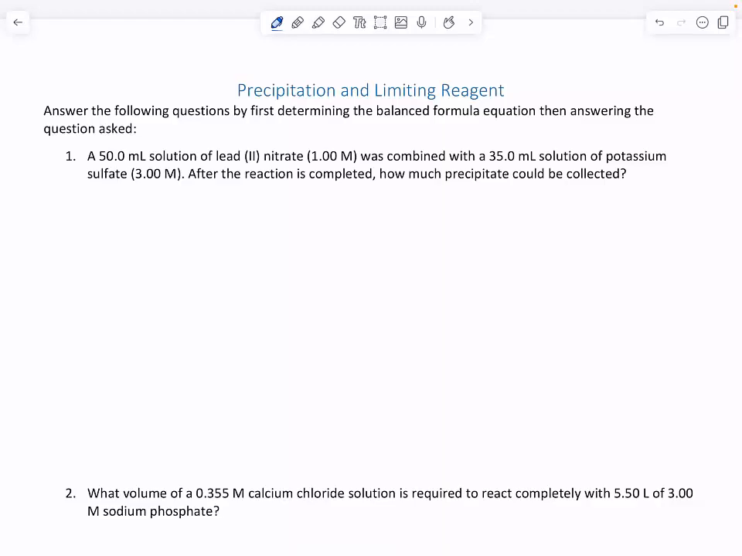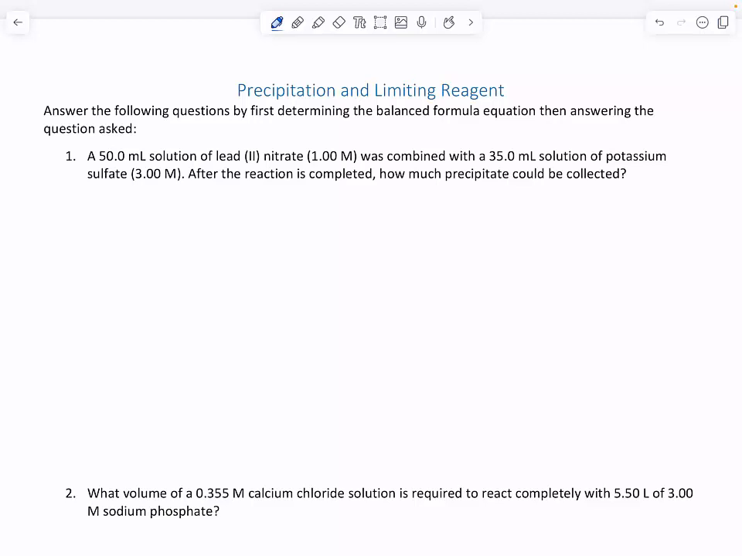This worksheet is meant to be a challenge where you're able to practice precipitation reactions along with the concept of limiting reagent introduced earlier in the semester. So I wanted to work through it with you just so you can slow down and think. This worksheet is supposed to cause you to think.